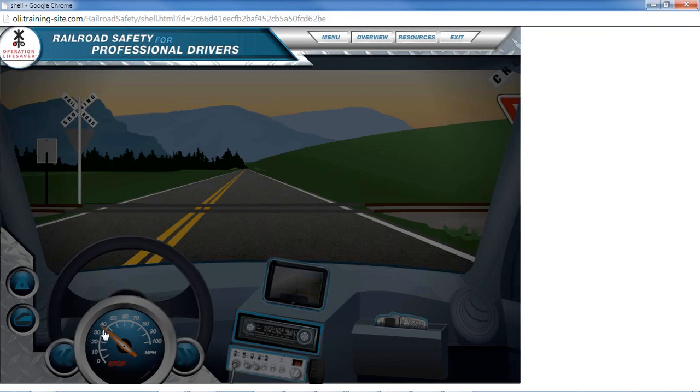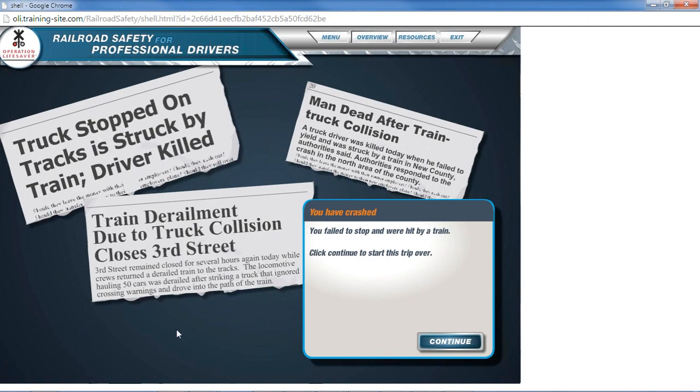These are folks that drive big rig trucks, they might drive box trucks in the city, but basically what the Operation Lifesaver group had asked us to do was to create a course that allowed the drivers to practice how they would approach a railroad crossing, and the series of events that they would do.